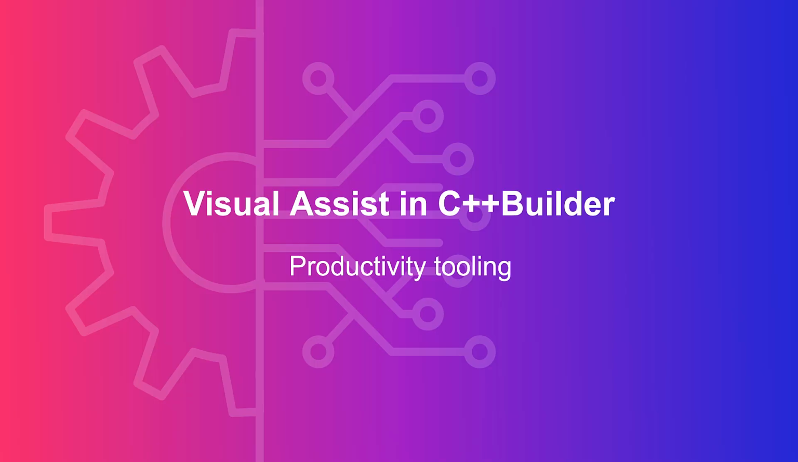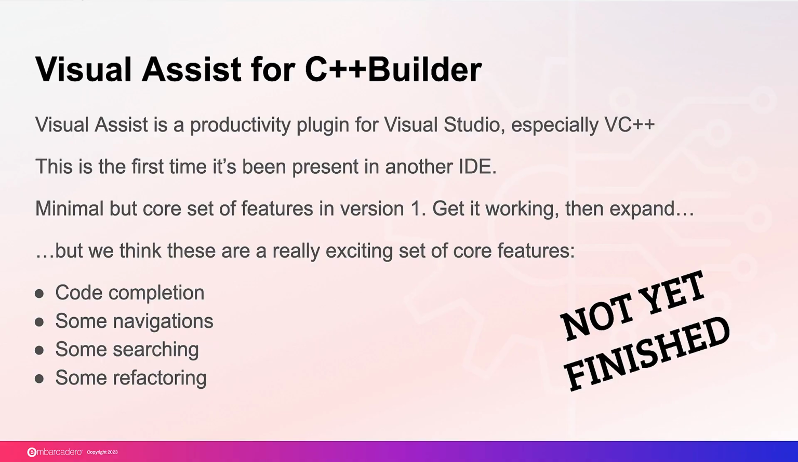Let's move on to part 2, Visual Assist. Visual Assist is a productivity add-on for Visual Studio. It provides navigation, refactoring, and many other features, and we've been working on integrating it into C++ Builder, with a focus on the most key productivity needs that you, our C++ customers, have today.